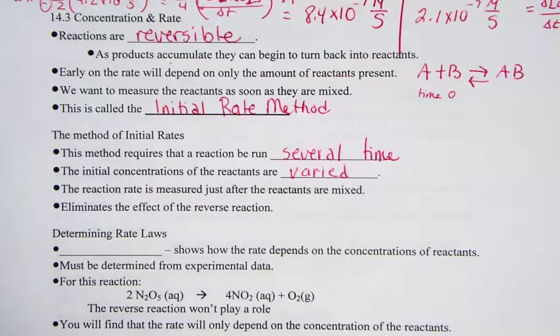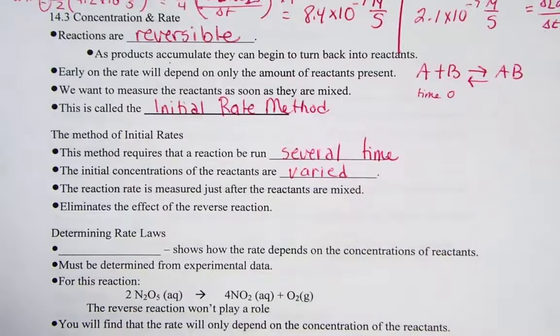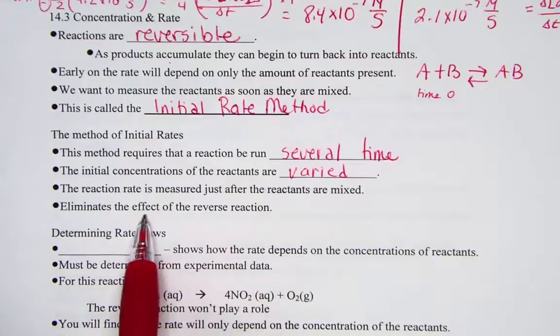You pour the 2 solutions together, click the stopwatch. How long does it take to see evidence of the product? You'll run the trial again, varying the concentrations, and hit the stopwatch again. By varying the concentrations and running the reaction several times, we start to generate data. But it's very important that we measure at time 0 so that we eliminate the reverse reaction effect.